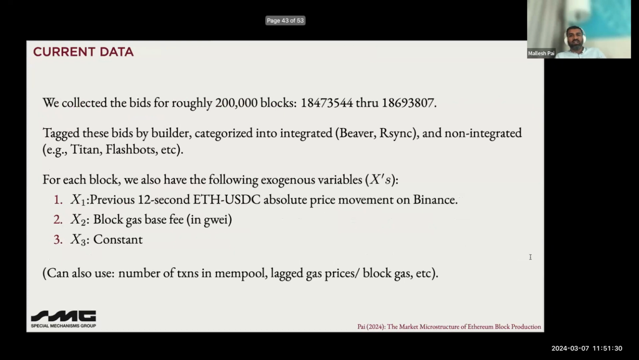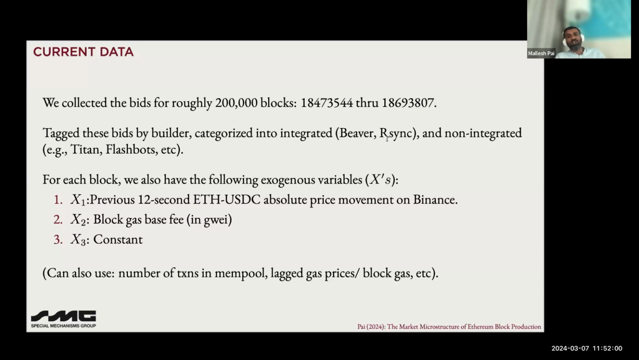So here's the data set that we used. We collected all the bids for roughly 200,000 blocks. These are blocks from early December, basically a month of data from December 2023. And we tagged these bids by builder. We figured out who the builder was that corresponded to each of these bids and categorized them into whether these builders were integrated or non-integrated.